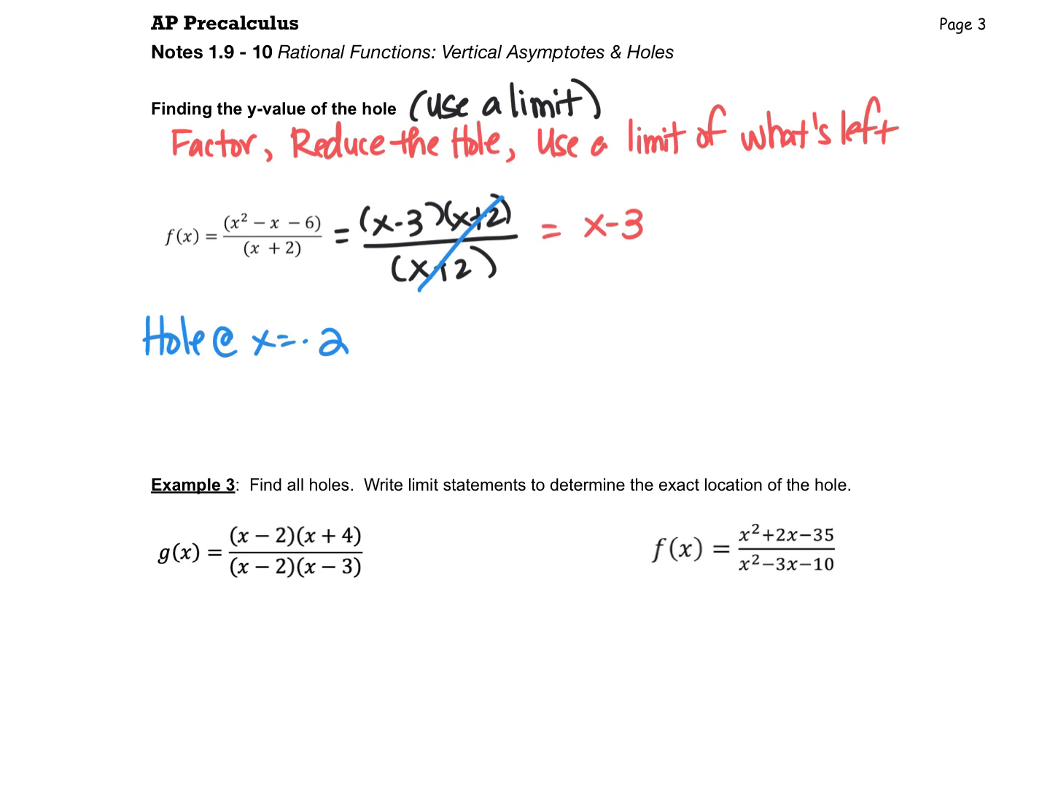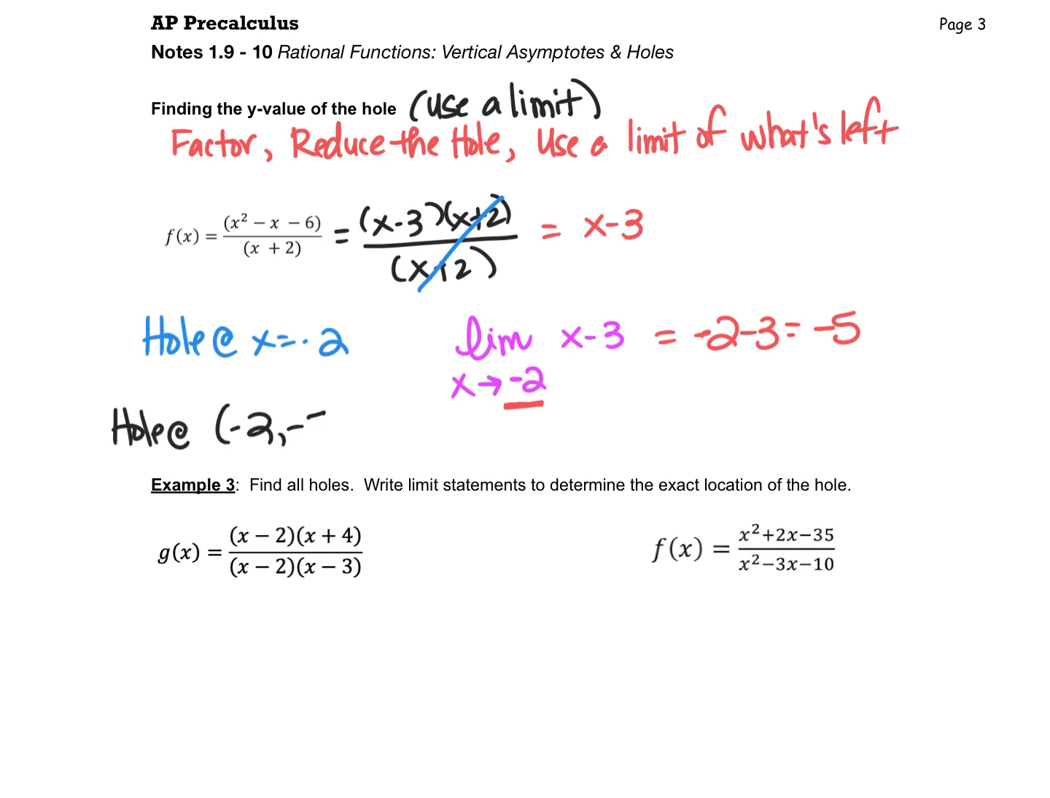So here's what we're going to do. We're going to take the limit as x gets close to where that hole is, which is negative 2, of the function that's left. And all we have to do to evaluate that limit is plug in this x number for x. So negative 2 minus 3 equals negative 5. So the ordered pair for my hole is at negative 2, negative 5.